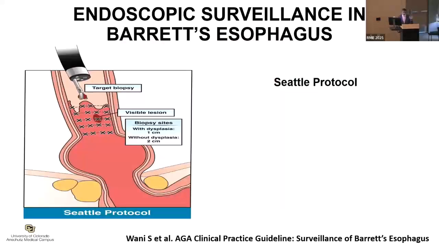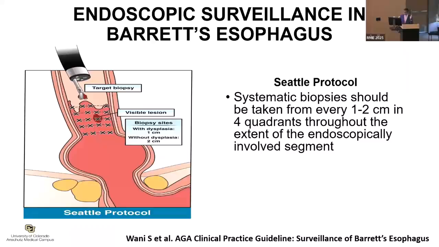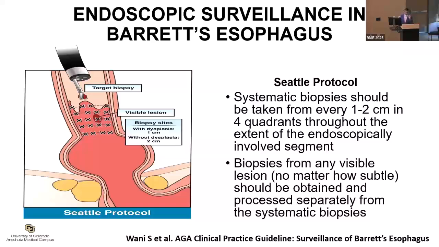And only when you've accomplished all of these above steps should you be taking biopsies, which should be taken using the Seattle biopsy protocol, which is obtaining biopsies every 1 to 2 centimeters in a 4-quadrant fashion. And you should be taking targeted biopsies from any visible lesion, no matter how subtle that lesion may be.